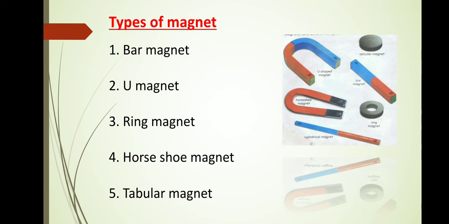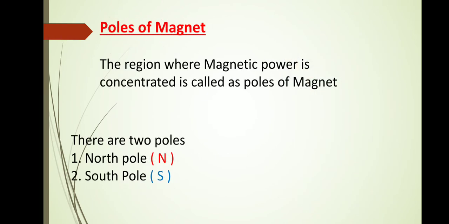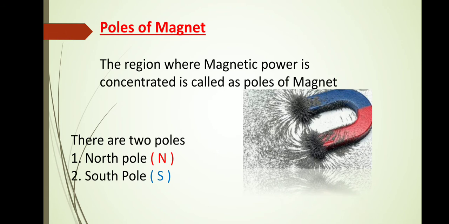Now let's move to the another important part, the poles. What do you mean by poles? Here in a magnet, can you tell, is the magnetic power always similar in all areas? The answer should be no. In some of the areas of the magnet, the magnetic power is more, that is concentrated. That area is called as poles.